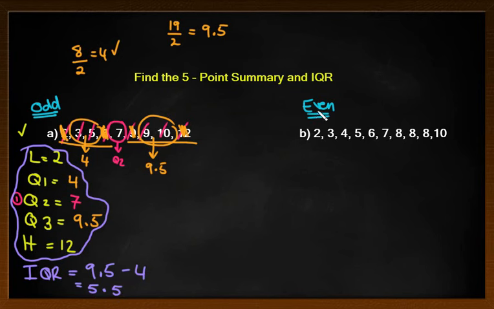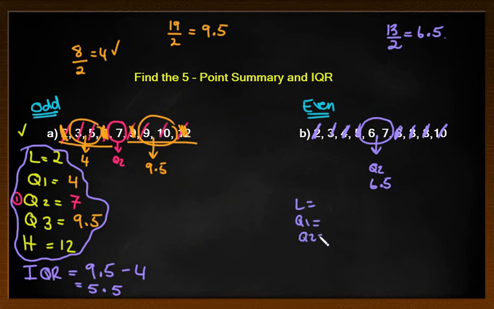Okay, how'd you go with the second one? A bit more challenging because they were even numbers. So I'm going to cross 1, 2, 3, 4, and 1, 2, 3, 4. Do you see what happens when I have even numbers? We actually have 2 middle numbers to start with, which means that my Q2 is going to be 6.5 because it's in the middle. Once again, if you're not sure, add them together, divide by 2, we get 6.5. So when I'm doing my data, Q1, Q2, Q3, and our highest value, our lowest is 2 and our highest is 10, and our Q2 is 6.5.